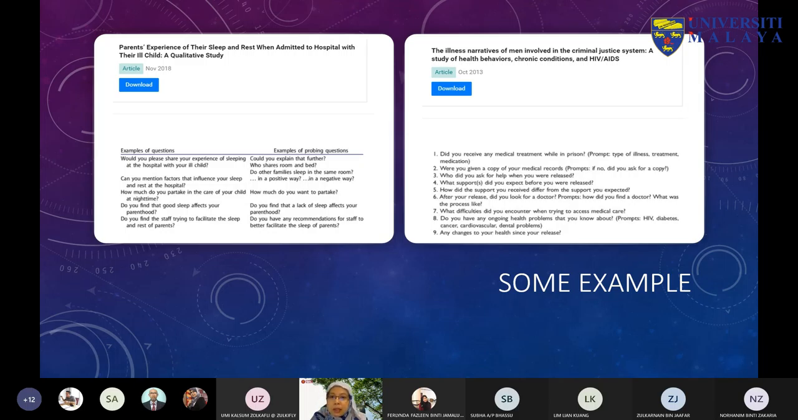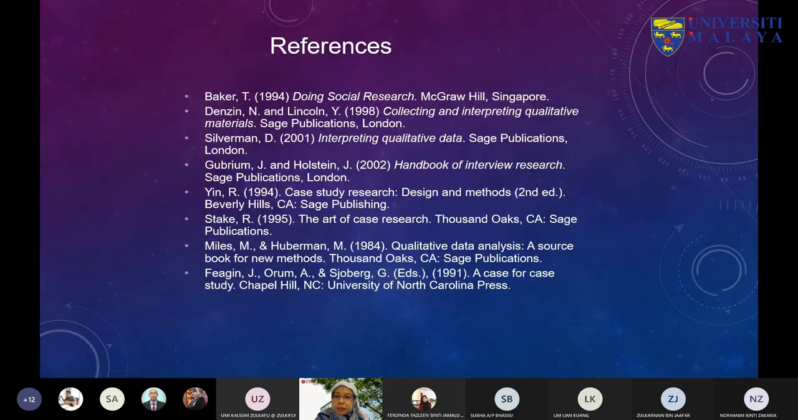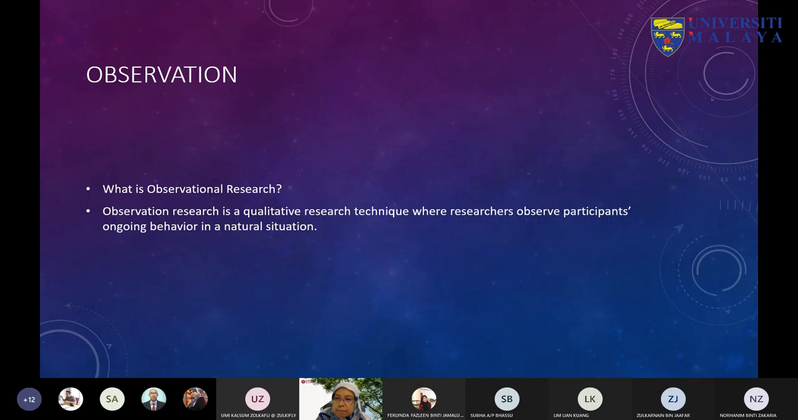Okay, so this is an example I took from a paper which I found on ResearchGate. Example of question, example of probing. Would you describe your experience of sleeping? Could you explain that further? You probe. Did you receive any medical care in prison, like illness, treatment, medication? So this is some example of a probe or prompt, to further clarify things, okay? To help the participant understand the question better. So this is the reference for that interview.